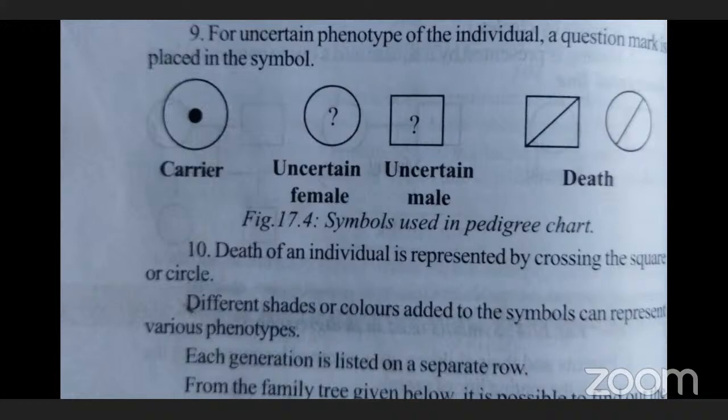The last one is the crossing line in the square box. The death of an individual is represented by a cross line through the square box or circle. For example, in a particular population, some people may die due to age or other factors, which is indicated by crossing the square or circle. Clear?